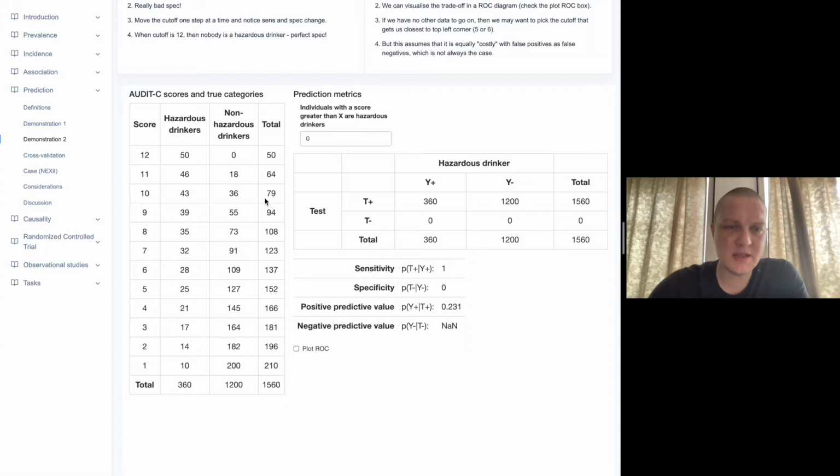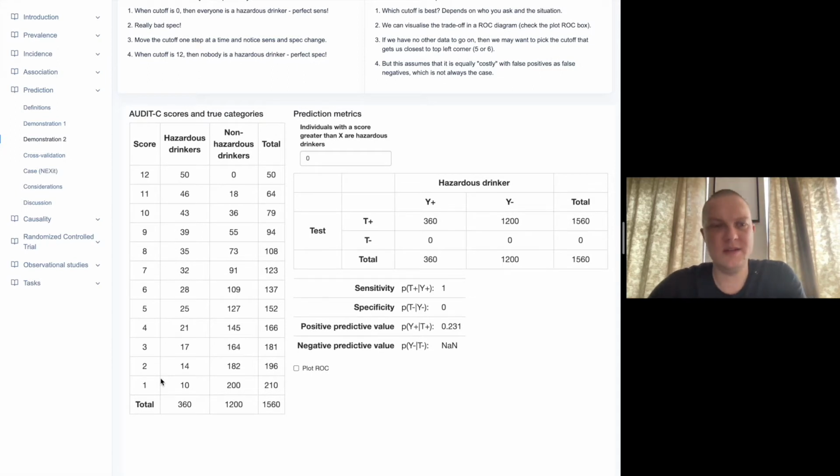So what this table tells us is that among the individuals that scored 1 on audit C, 10 were actually hazardous drinkers and 200 were not hazardous drinkers. Among the people who scored 8, 35 were hazardous drinkers and 73 were not hazardous drinkers. You can actually score 0 in audit C, but I didn't include it here just for succinctness.